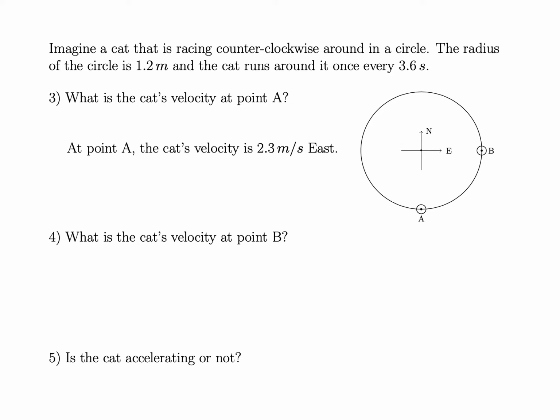So I think it looks like this. At point A, the cat's speed is 2.3 meters per second. And if he's going counterclockwise around that circle right here at point A, he's moving tangent to the circle. So this is his velocity here at point A.